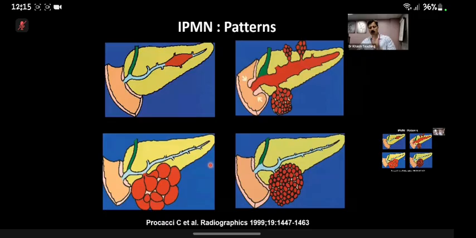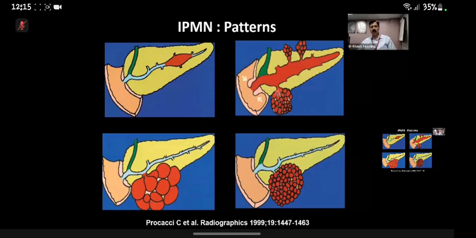This picture from Radiographics tells you everything. If it just involves the main duct, you see it is going into the ampulla, opening like this. If you are an endoscopist, you will see this mucin coming out. It can be branch duct type, where the branch ducts will be in continuity with the main duct. Histologically, it will always be visible, but radiologically at times it will not be visible.